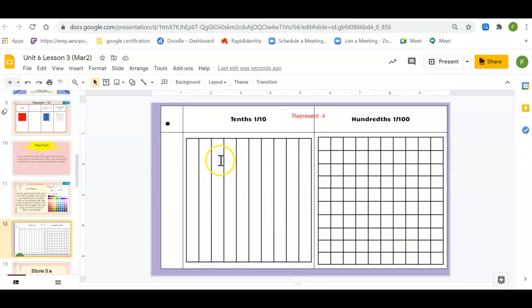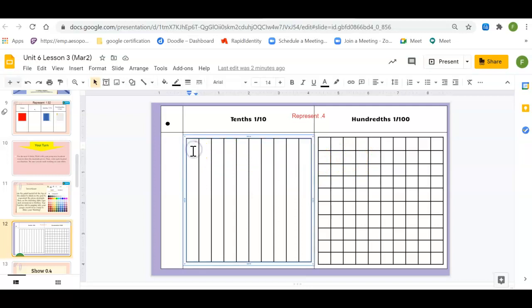And what you're going to have to do is choose which one of these grids you want to use, which one you think can best represent 4/10. Now, for the first one, I'm going to click inside of one of the rows here on the tenths grid. And then I'm going to go to the paint bucket. I'm going to pick a color. So I pick red for that one. So I've got that one filled in.